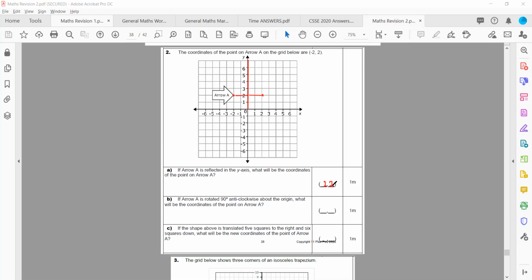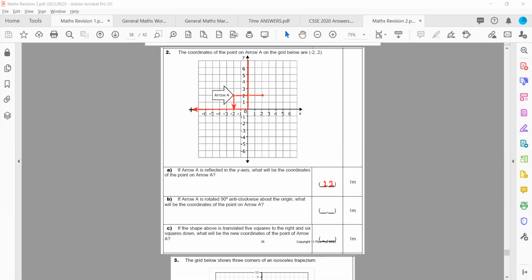Now, if we look at question B, if arrow A is rotated 90 degrees anti-clockwise about the origin, what will be the coordinates of the point on arrow A? Now, again, this depends very much on how visual you are. Some people are wonderfully visual and they can see it. Other people find it tricky. So I want you to imagine that point A, like a balloon, is tied onto the x-axis here. Okay, so that is tied there. It cannot move. Now, I find it easier to think of the x-axis itself rotating, not the shape. Okay, so the x-axis rotates, but point A will stay tied onto the axis at the same point.